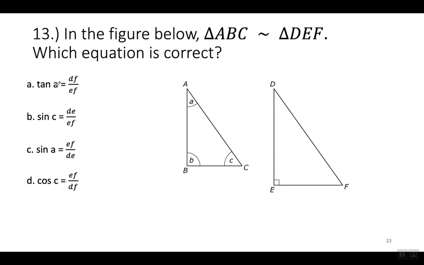So the first one says the tangent of A, remember tangent is opposite over adjacent, equals DF over EF. That's wrong, because the tangent of A corresponds to the tangent of D. So it should be EF over DE. That's what it should be, and that's not what it says here. So this is wrong.